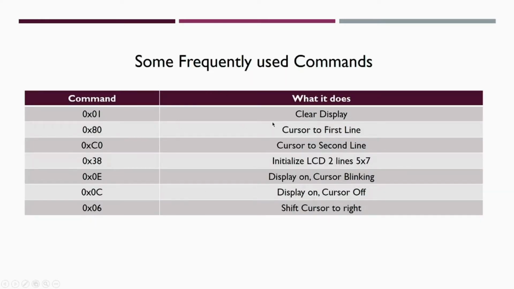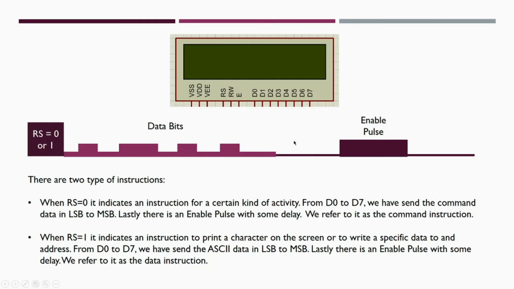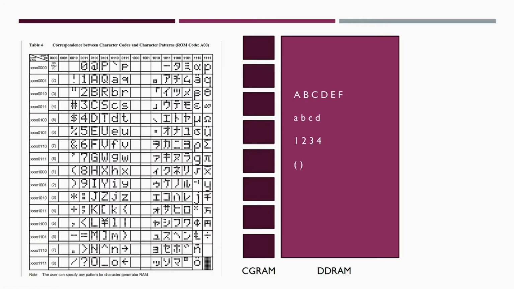Here are some basic commands we use. For example, to send the command 0x01, we set RS equal to 0, we send D0 equal to 1 and D1 to D7 equal to 0, and an enable pulse. As we need to print custom characters, we need to access CG RAM. There is a figure from the datasheet that can be simplified here.